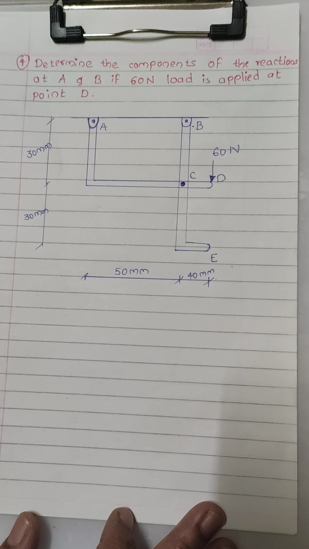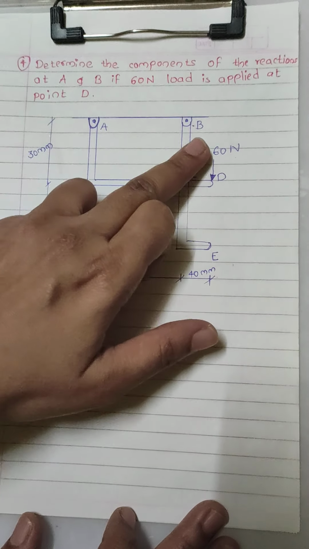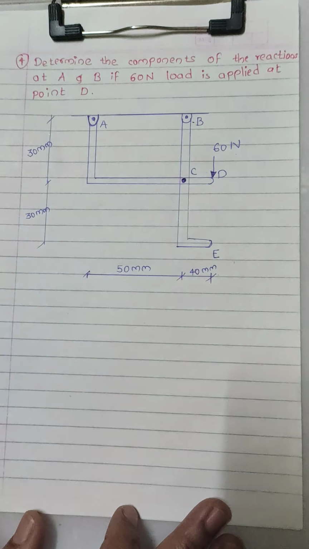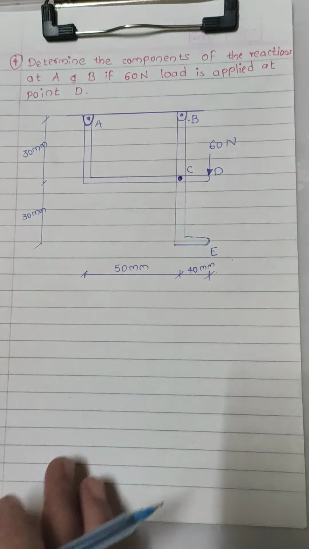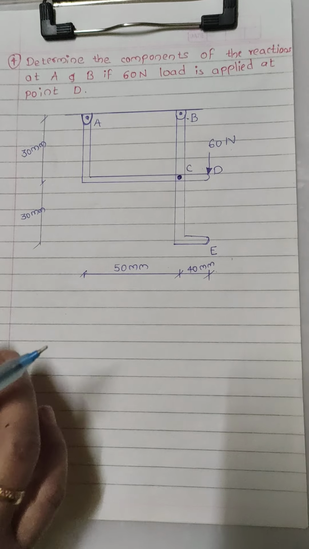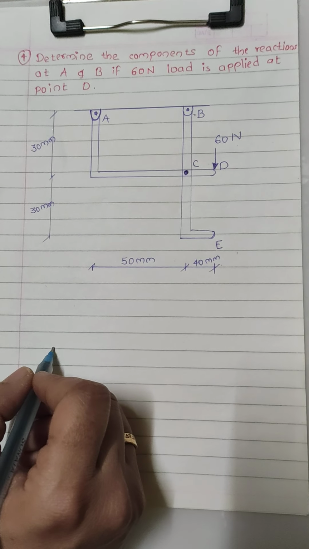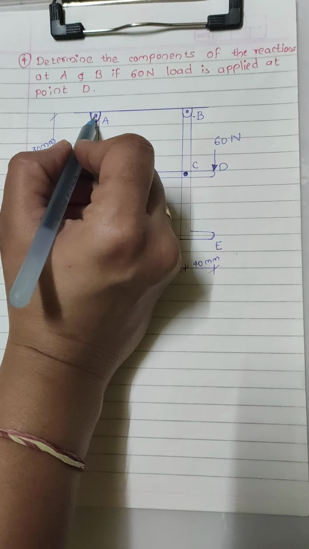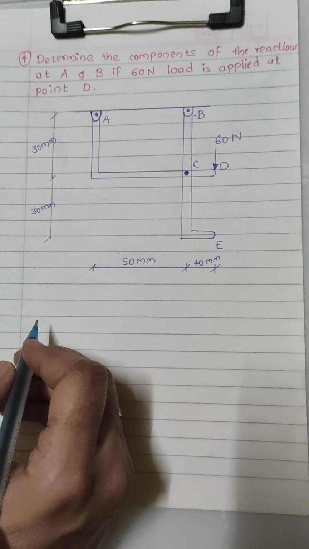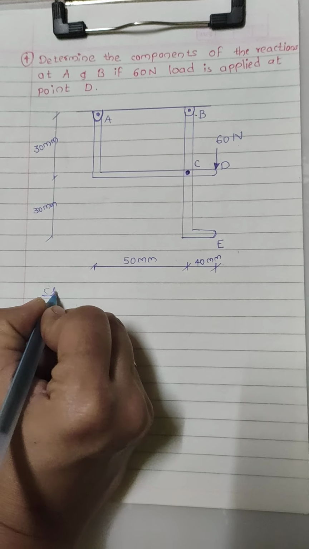Determine the components of reaction at A and B if 60 Newton load is applied at point D. So at A and B there is a hinge support, and at C again there is an internal hinge, and they ask us to calculate support reaction at A and B. So again I am going to solve this question in two steps.